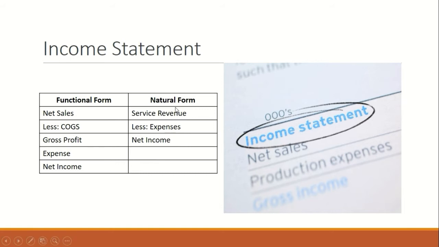The natural form is used by a service business. It consists of service revenue, expenses, which is all types of expenses in the business, and the outcome, whether there is a net income or net loss.